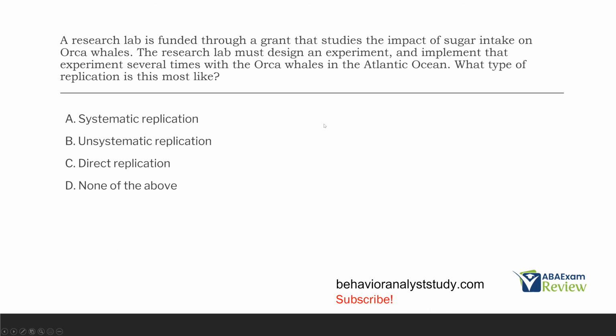When talking about replication and experimental designs, we typically focus on two types. We focus on systematic replication and direct replication. In direct replication, we are more concerned with internal validity. Do we have functional control? Do we have experimental control? Are we controlling the dependent variable? With systematic replication, we're more concerned with external validity.